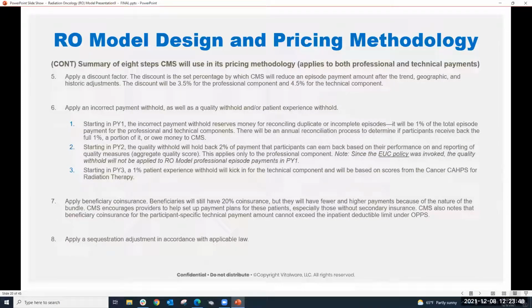So then they're going to apply that discount factor. And then they're going to apply an incorrect payment withhold, which depends on three things. The first piece of this is going to be determined during a reconciliation process. This reconciliation process is going to be done by CMS, and it's going to look for duplication of charges or incomplete episodes. And this will determine if a participant receives the withhold back or if they owe CMS money. So your incomplete episode is basically if you didn't meet some of the criteria, if you didn't do things in a timely manner, which we'll go over later.